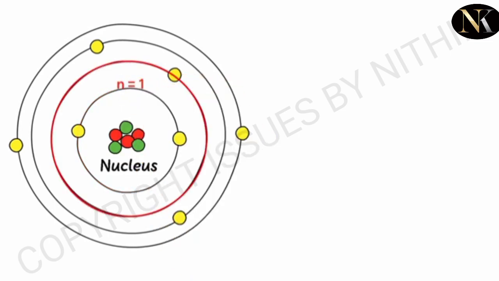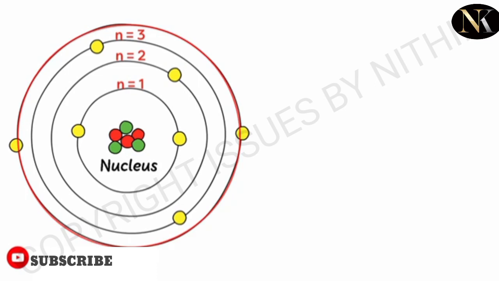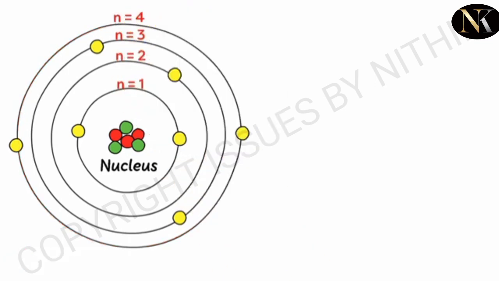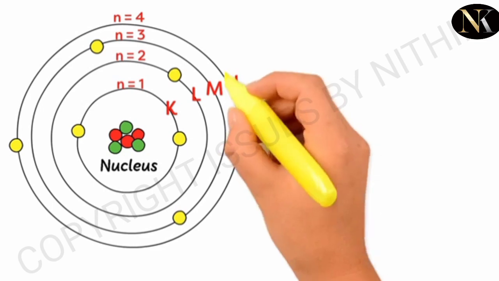This is the second shell or energy level, so we write n is equal to 2. This is the third shell, so we write n is equal to 3. This is the fourth shell, so we write n is equal to 4. Also remember that the first shell is known as the K shell, the second shell as the L shell, the third shell as the M shell, and the fourth shell as the N shell.